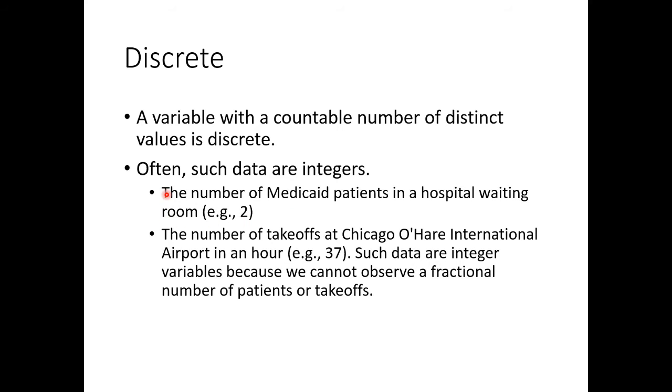So discrete data is always given in whole numbers, and the number of takeoffs is also. We cannot say that there are 37.25 airport takeoffs at the international airport. That is nonsense. So we only have integer numbers, and then we say that it is discrete data.